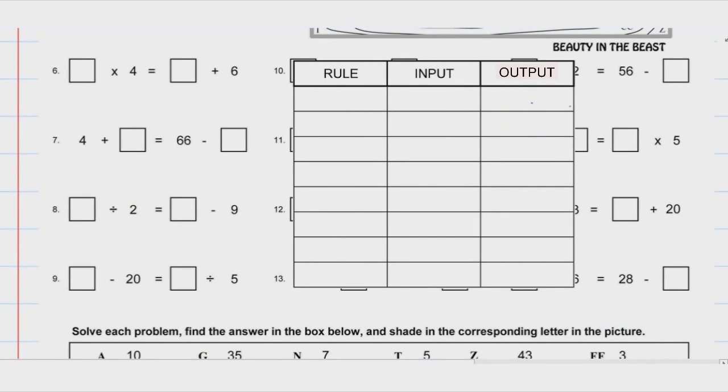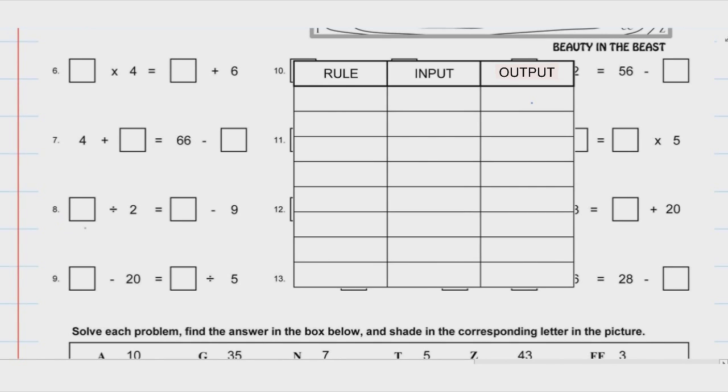Now problem number 7. Well, problem 7, we got an addition and a subtraction, so we know the number has to be smaller than 66, because 66 minus 66 is 0, and it has to be bigger than 4, because 4 plus 4 is only 8, which is way too small. So we know our answer is going to be between 4 and 66.